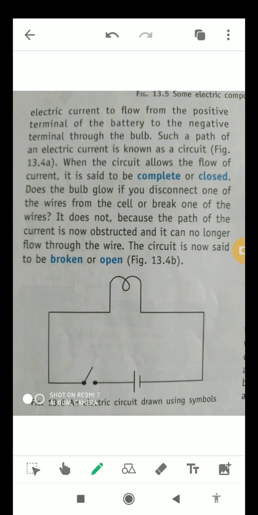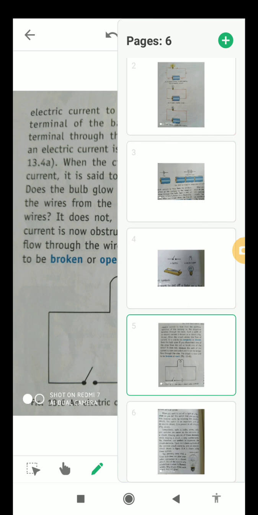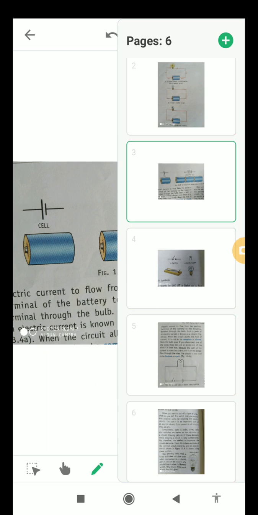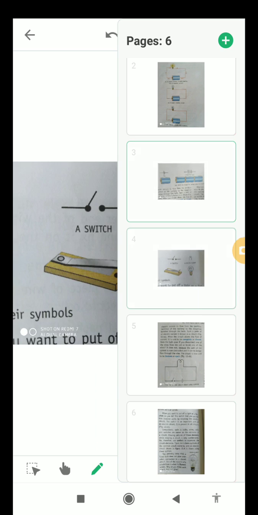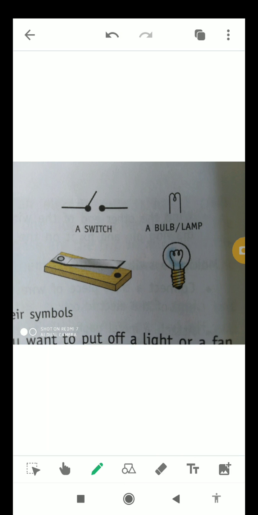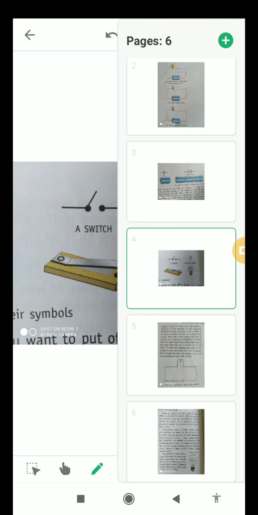Okay students, so we can say that an electric circuit is a path in which the electric current flows. And I have also told you about the components of an electric circuit, that are switch, wires, and apart from this, the electric cell, etc.